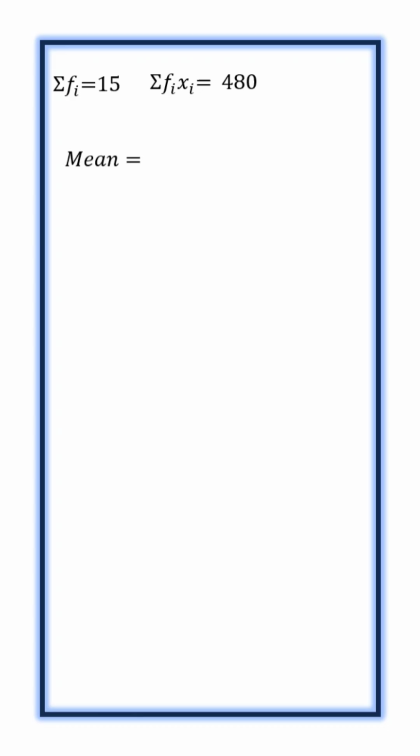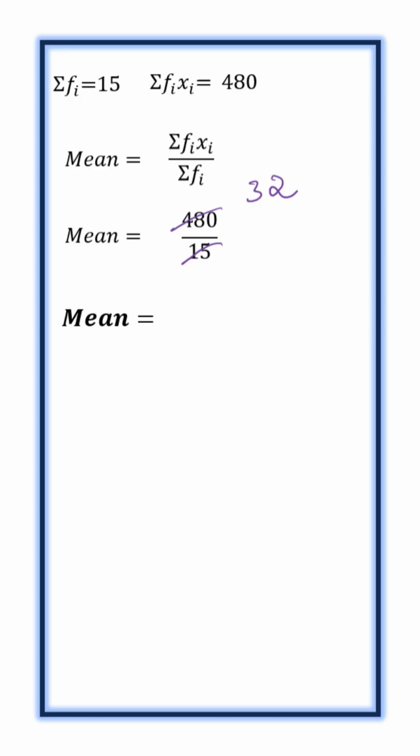Now we have to find the mean. What is it? Summation of fi xi upon summation of fi. That means 480 by 15. 15 ones are 15, 15 threes are 45, carry 3. 30 means 15 twos are 30. So mean is equal to 32.